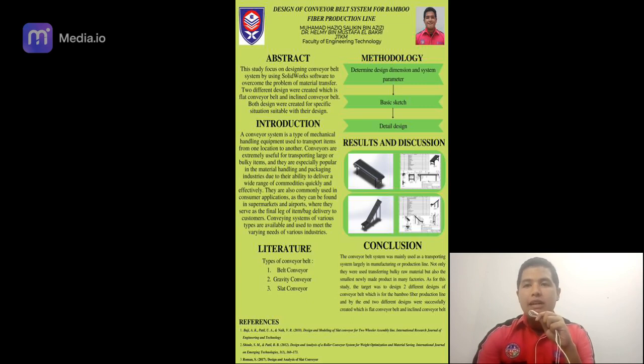My name is Muhammad Haziq Salikin bin Azizi with metric number AN190129, and I am a student of Bachelor of Mechanical Engineering Technology Manufacturing with Honours from the Faculty of Engineering Technology, University Tun Hussein Onn Malaysia. And today I am going to present my Projek Sarjana Muda, which is the design of a conveyor belt system for a bamboo fiber production line.